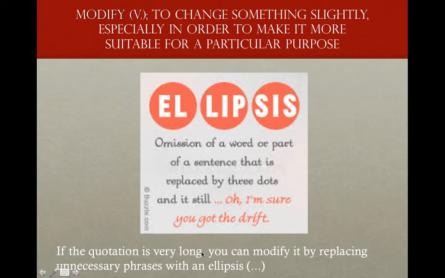The ellipsis modifies your quotation to make it shorter so that you only show the most important parts. For example, I have here omission of a word or part of a sentence that is replaced by 3 dots, and it's still an ellipsis. I'm sure you get the drift. In this case, the ellipsis is used to shorten the quotation, to replace the unnecessary text and just get to the point. Instead of providing the entire long definition, you just cut down the parts that you don't need and you replace them with an ellipsis, and you just shorten your sentence.